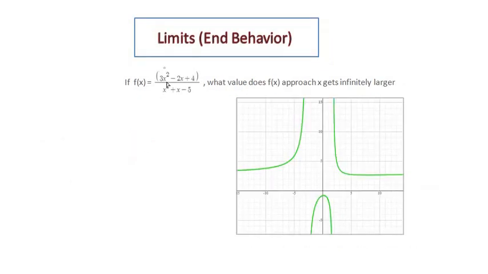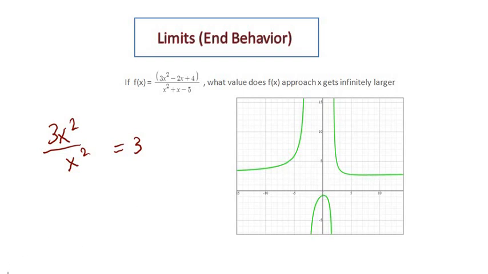In this case, the degree of the denominator is equal to the degree of the numerator. This is the graph of f of x. What value does f of x approach as x gets infinitely larger? As you see, the function has a horizontal asymptote at y equals 3, and we learned in the previous video how to find the horizontal asymptote. To find it, we divide 3x squared by x squared, and this is 3. So the horizontal asymptote is at y equals 3.